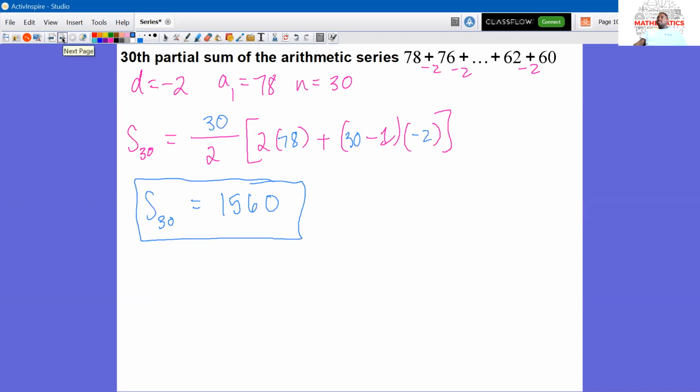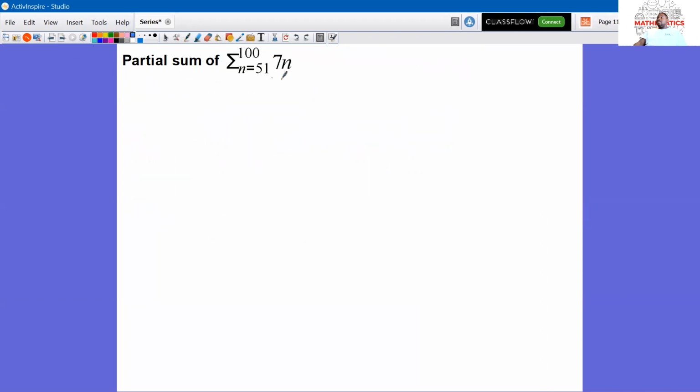If you understand both of those examples, we can continue on to something like this. It gets a little bit more interesting. This is the series from n equals 51 to 100 of 7n. Here we have to consider the fact that our first term is really term 51, and our last term is term 100. So we're going to have to be careful here.